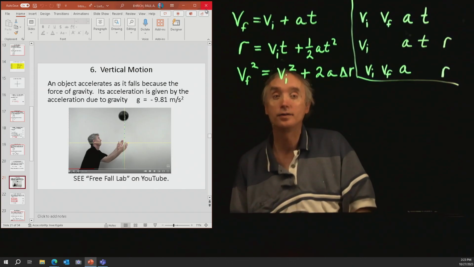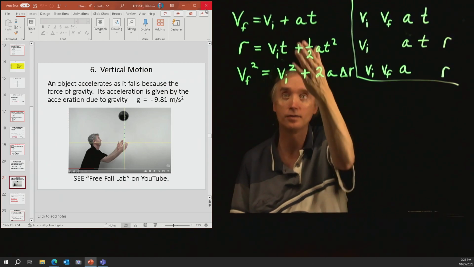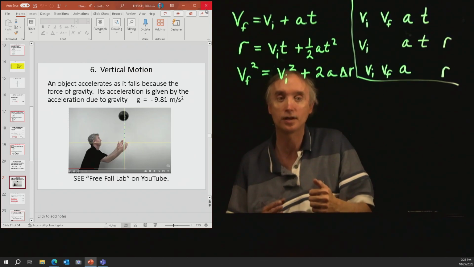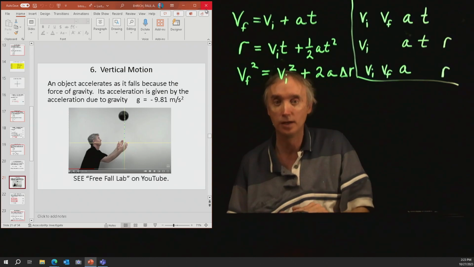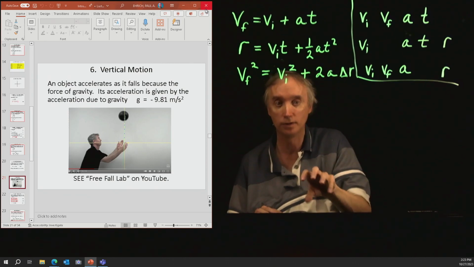Okay, now we want to talk about vertical motion. So far we've only been talking about things that are moving sideways. And then we had these three equations which could be used in order to predict how fast it would be going and how far it would travel. So now we want to derive some equations that will explain falling objects.